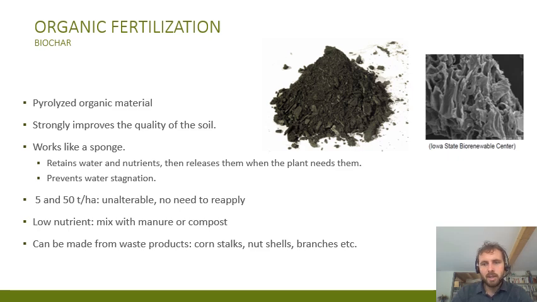Another type of organic fertilizer that you can produce is biochar. So it's basically pyrolyzed organic material. What does that mean? It's organic material, wood, straw, anything that was burned at high temperature with almost no oxygen. So you get charcoal. It's basically charcoal from organic origin.